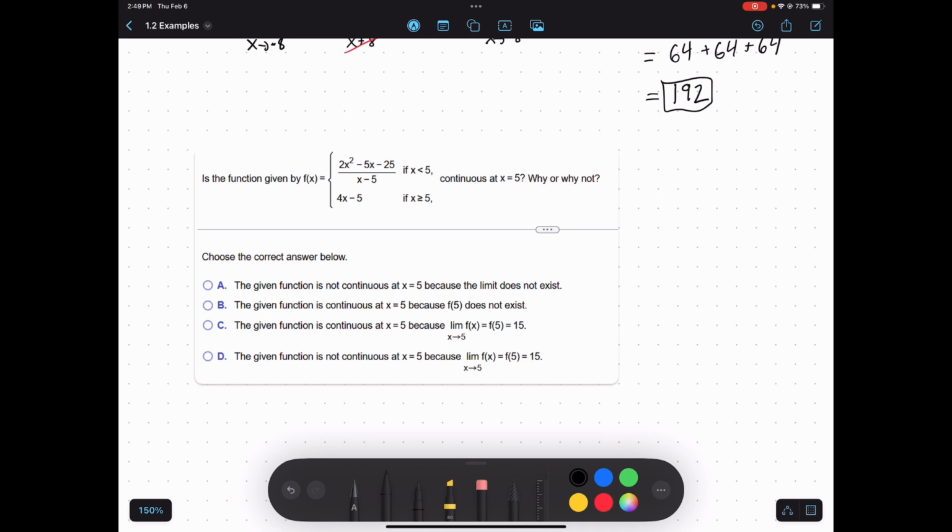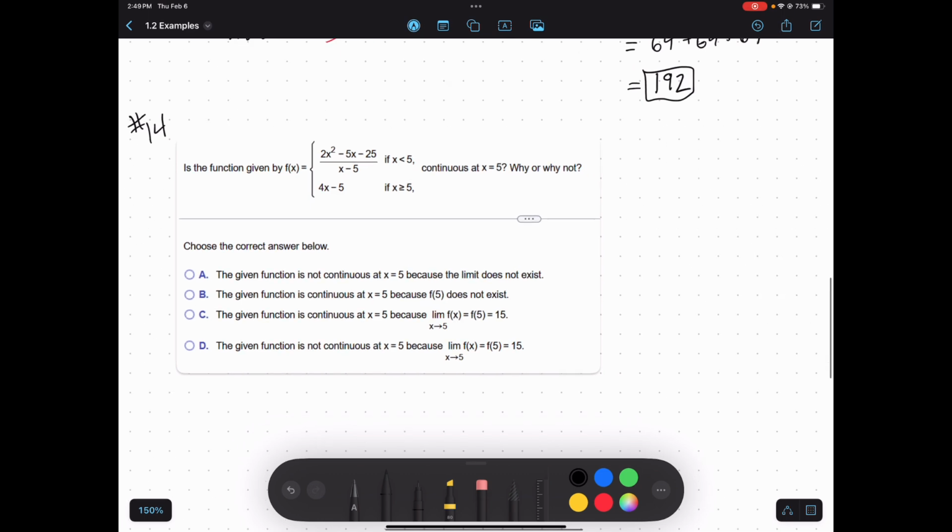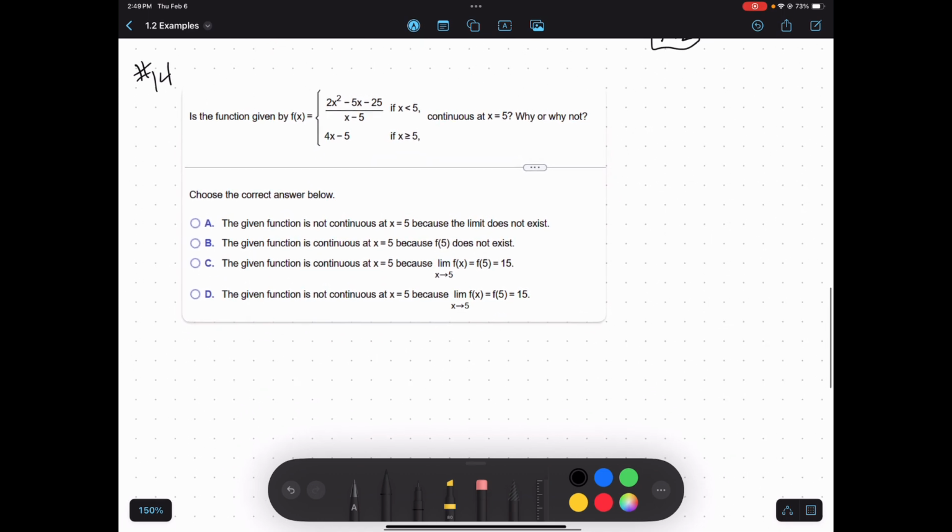Okay, well, let's look at another problem for the homework. This is number 14. You may have noticed that the second half of the homework is more asking the question, well, is this function continuous at a certain x value? And the way we're going to answer that is by really going through those 3 criteria that have to be true in order for the function to be continuous. So let's think about those 3 criteria.